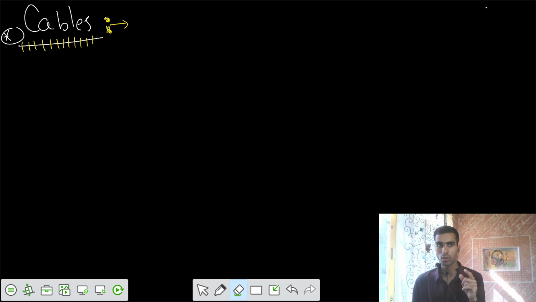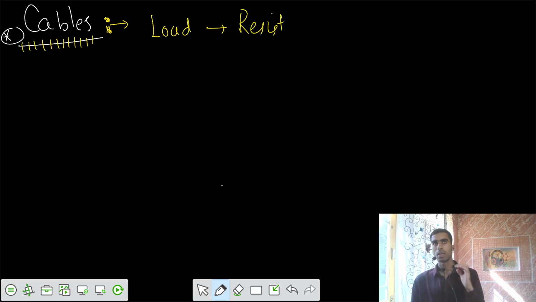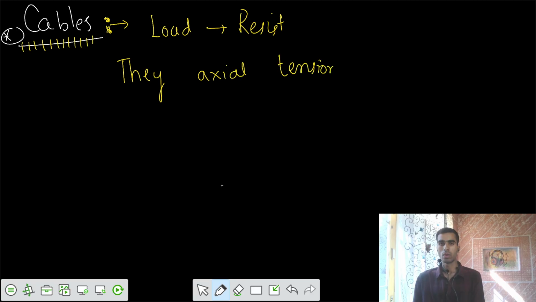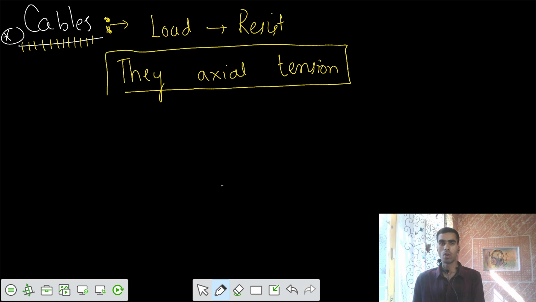Today's lecture is on cables. When you apply load on a cable, it resists the load by developing an internal force of axial tension only. They only resist the load because of developing axial tension.